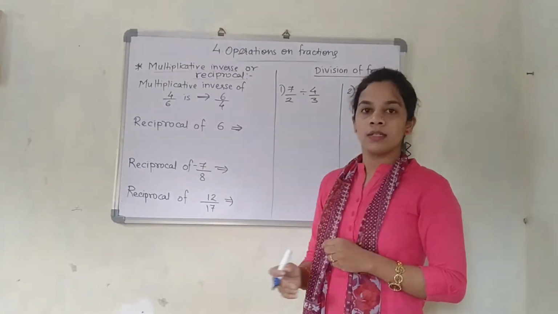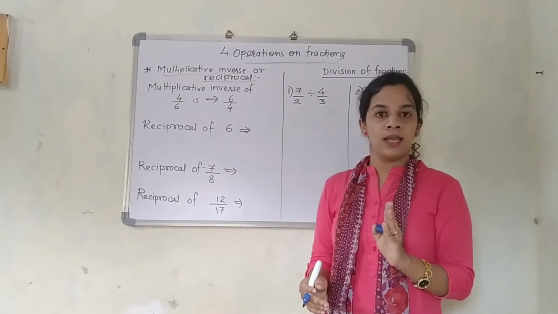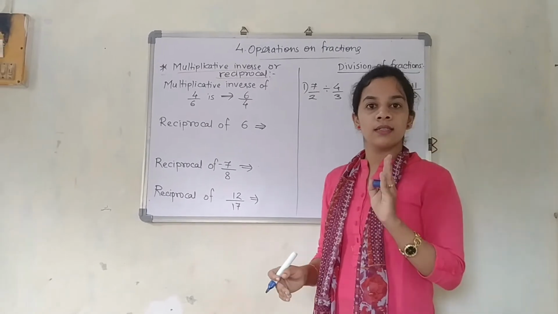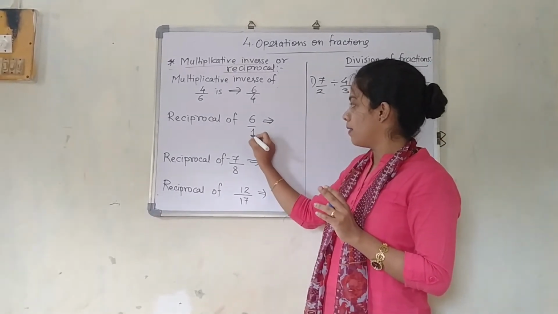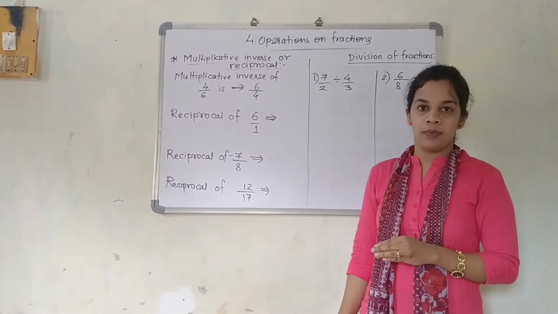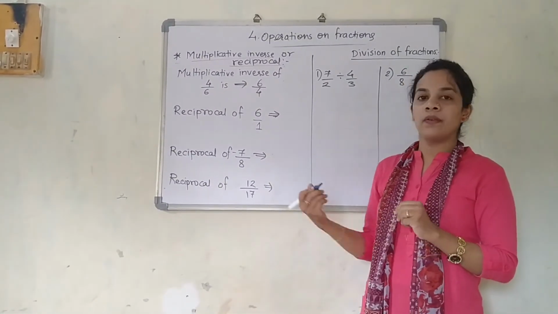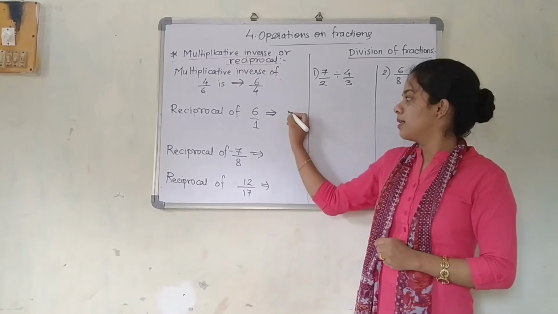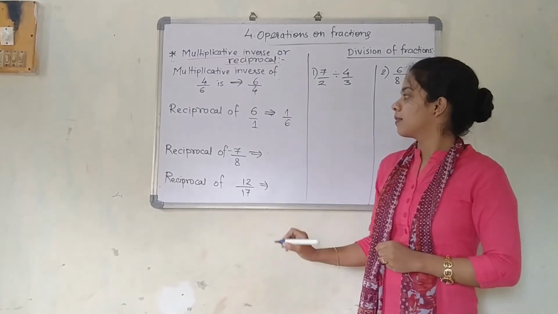Reciprocal of 6. Actually it is not just 6, it is 6 upon 1. We always know that when there is nothing at the bottom, there is 1 at the denominator place. So what is the multiplicative inverse of 6 upon 1? Yes, it is 1 upon 6.